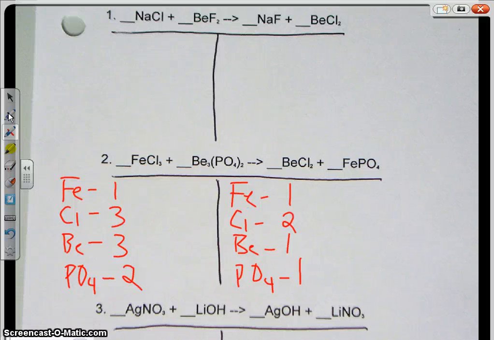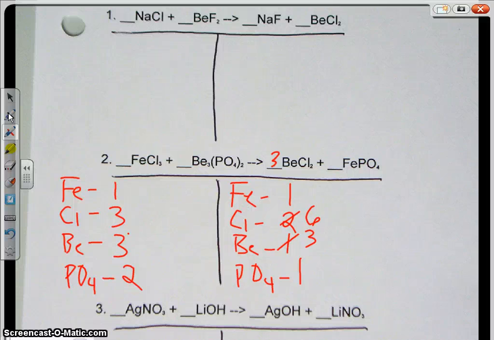Alright? Well, let's see if we can match up the beryllium here. So we'll start with beryllium. I have 3 berylliums over here, and I want to get 3 berylliums over here. So if I put a 3 here, cross that out, make that a 3. We also now change the number of chlorines. Now here's what we've got to do when we've got a subscript. The coefficient gets multiplied by the subscript. So now we have 6 chlorines because 3 times 2 is 6. Alright? So our berylliums are matched up, but our chlorines are not.